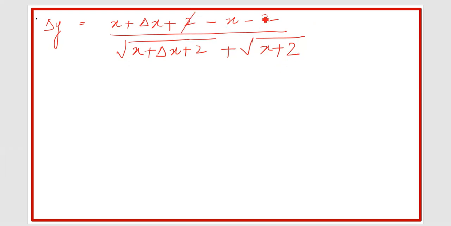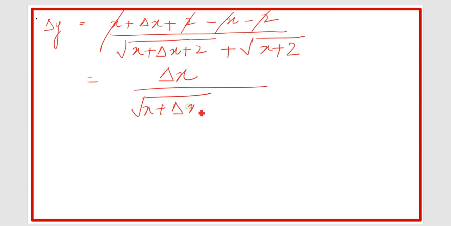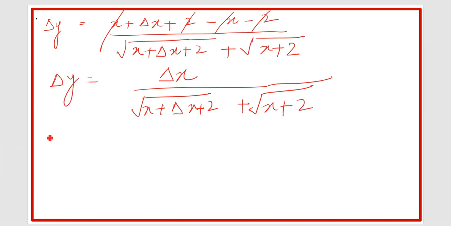Now this plus 2 will cancel this minus 2. This is negative x, this is positive x. These will cancel each other. In the numerator, we have delta x divided by this denominator, square root of x plus delta x plus 2 plus square root of x plus 2.